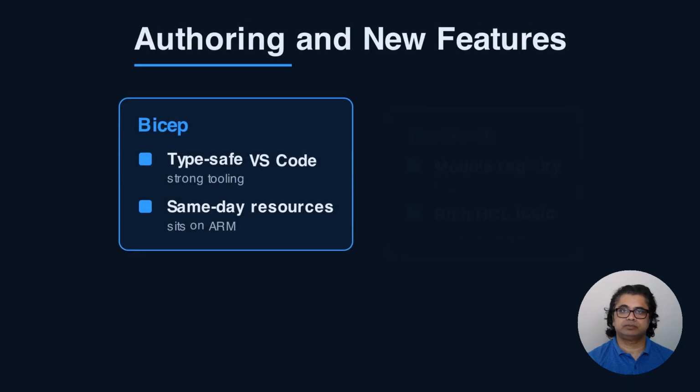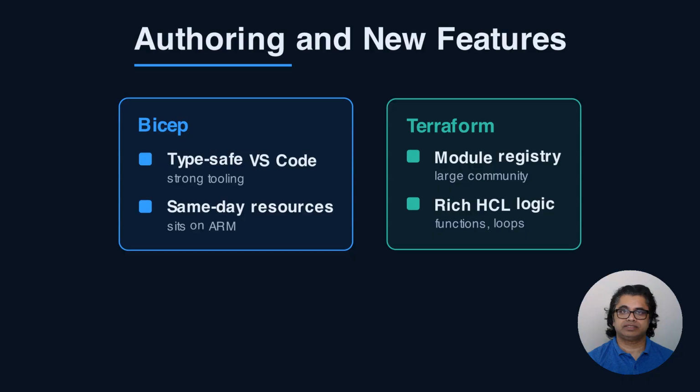Day-to-day authoring favors Bicep on Azure. It has a clean syntax, excellent Visual Studio Code tooling with type checking, and because it sits directly on Resource Manager, it usually supports brand new Azure resource types on launch day. Terraform's ARM provider sometimes lags behind by weeks for niche or preview features, though that gap is small for mainstream services. Terraform counters with a richer language, loops, conditionals, functions, and a huge module registry. Bicep has modules and loops too, but the ecosystem is smaller and Azure-centric.